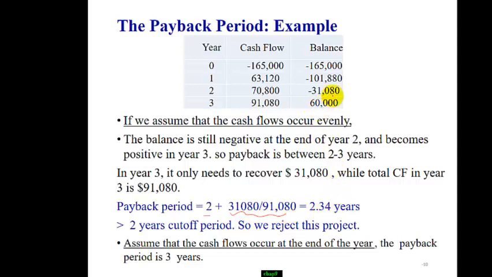Do you understand the procedure? One, create the balance. Two, look at the change of balance sign. Three, figure out exactly the fraction of the period you need to recover in the end.